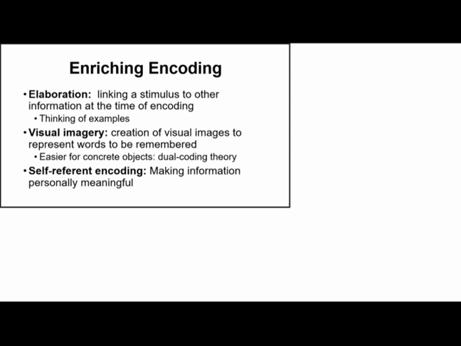And then we also have this idea of the dual coding theory. So this tells us that if we can form semantic or visual codes at once, both together, that's going to help us perform better. So again, back to that idea of not just one or the other system, we want both. So having multiple systems active makes it easier to remember.